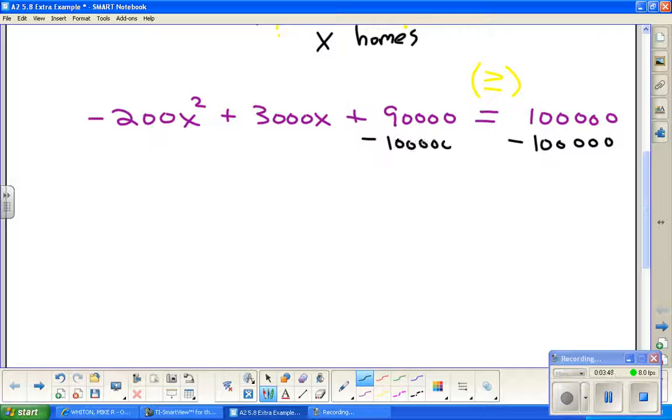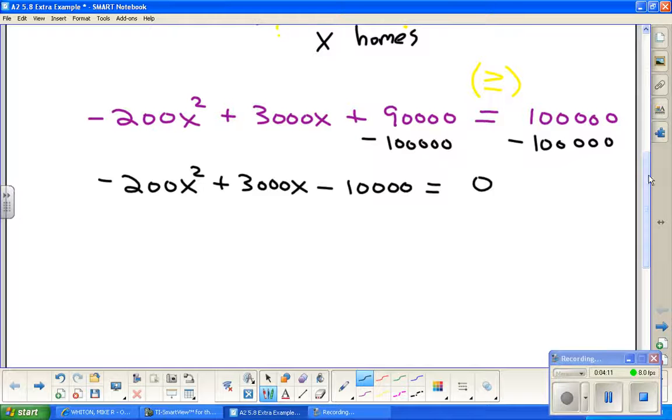Factoring seems a little difficult. So let's get it set up equal to 0 so we can figure out what our A, B, and C are. So 90,000, if I take away 100,000, I'm left with negative 10,000. Just be careful with your zeros. Don't put an extra 0, and don't leave one out. Now we know our A, B, and C because it's set up equal to 0, and we can plug everything in.